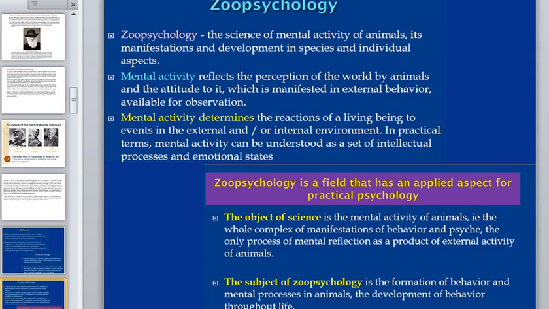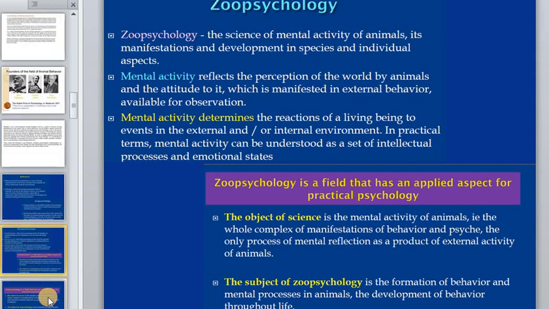So, psychology is a field that has unapplied aspects for practical psychology, and the object of the science is the mental activity of the animals and the full complex of manifestation of behavior and psyche, and the only process of mental reflection as the product of external activity of animals. And the subject of zoopsychology is the formation of behavior and mental processes in animals, and the development of behavior through the life of the organism.